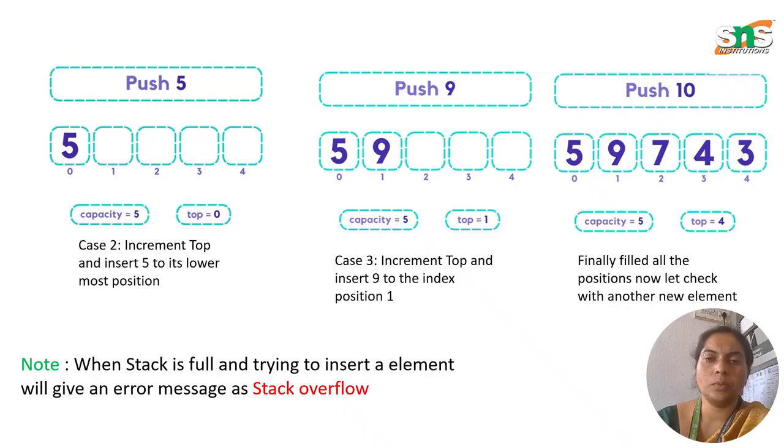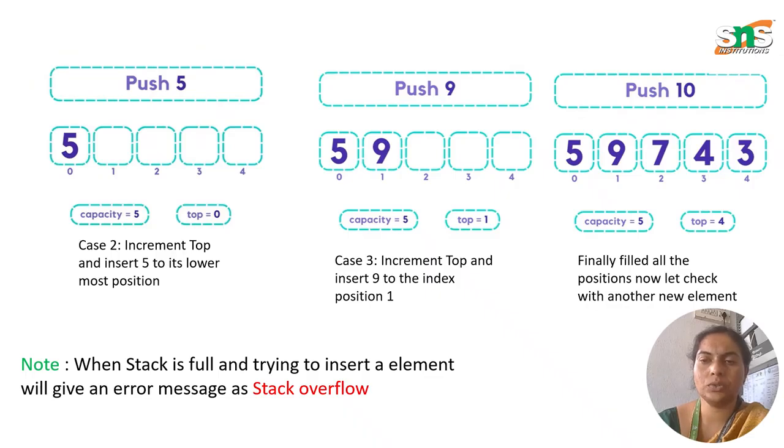Then if you want to push element 9, we have to increment the top from 0 to 1, which means element 9 is pushed into index 1. On the next iteration we want to push 10. In such a case it checks the capacity, and we increment the top to the next position, that is top of 2. Then we insert an element 7, then another element, 4.